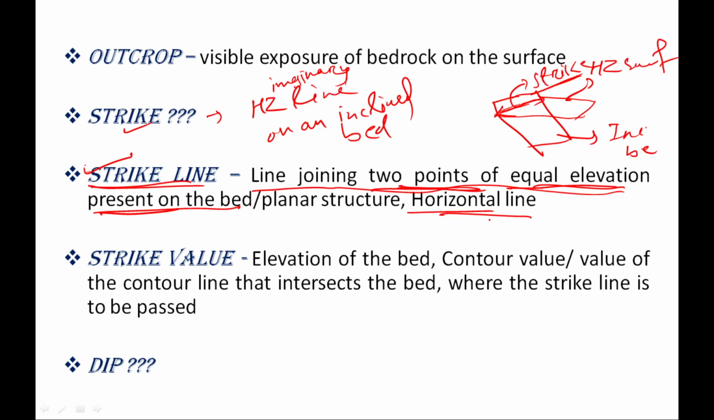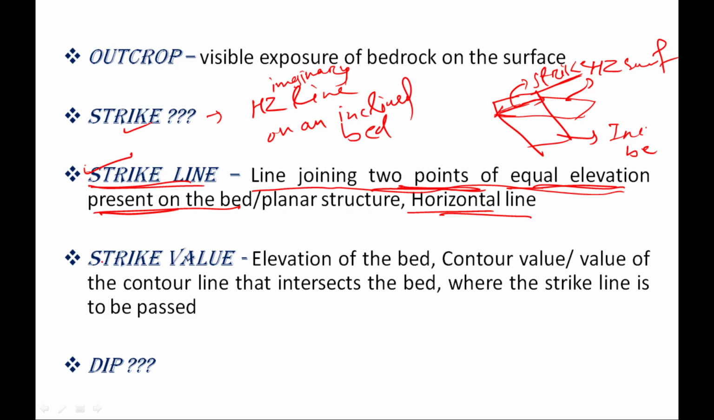The bed you cannot see in the map, you can see the outcrop. You cannot see the whole bed on the map, because on a map you are viewing the ground surface from a height, from above. So on the map you can find the outcrop, and you can find two points on the outcrop which are of equal elevation, then you can join a line. The line will be known as the strike line.